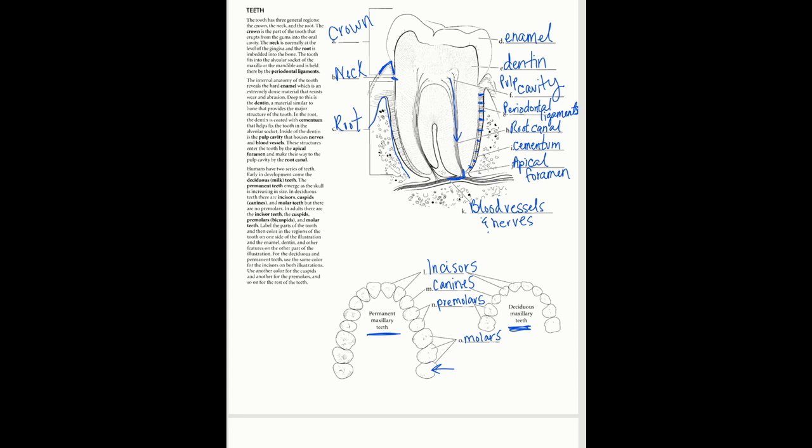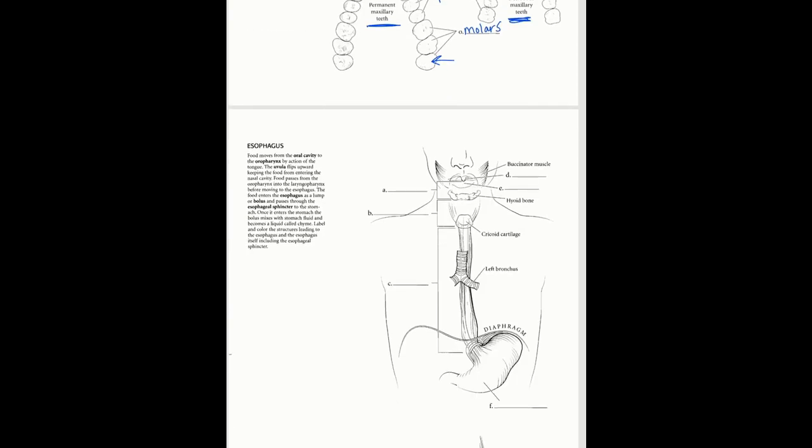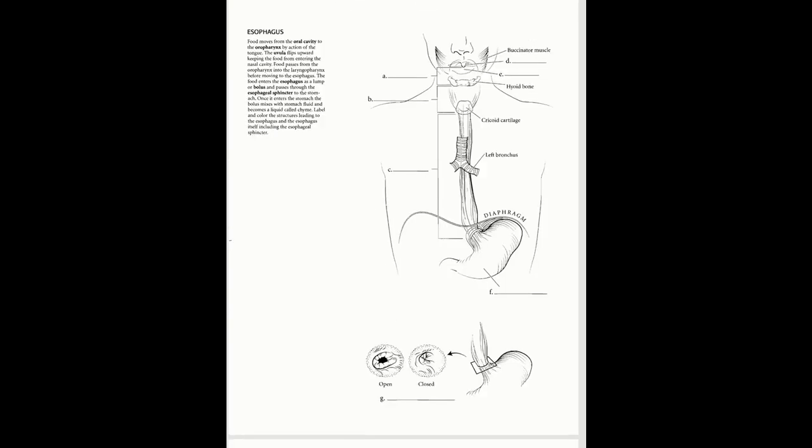And that's it for teeth. So we've covered the mouth. Let's go ahead and move on to the next phase of the alimentary canal, which is the esophagus. All right, so we're looking at the esophagus now. As mentioned before, the part of the mouth that connects with the pharynx is called the oropharynx. That's the section that's being shown by A.